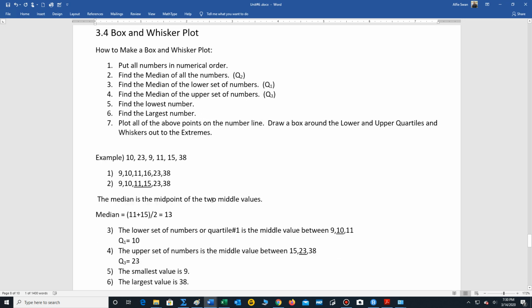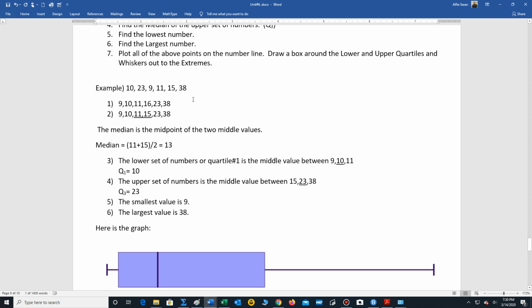Now to draw the box and whisker plot, we need to use the quartiles to draw the sides of our box. And then for the lowest and highest values, we're going to extend what are called whiskers. They're basically lines. The whisker on the left side will extend to the lowest value. The whisker on the right side will extend to the largest value. So let's take a look at an example. Let's say we're given the following data set.